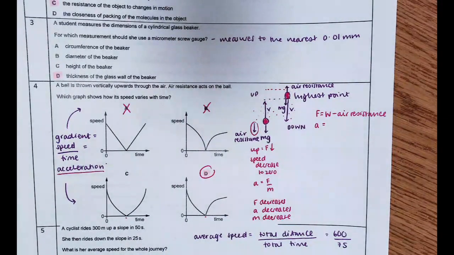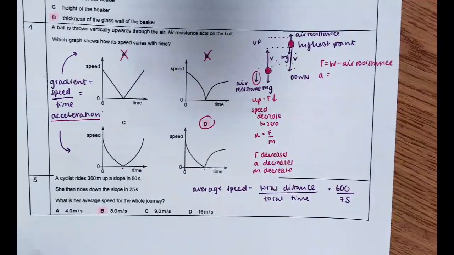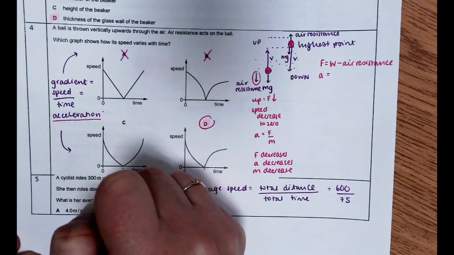So let's have a look at question 5, a little bit easier. A cyclist rides 300 metres up a slope in 50 seconds. She then rides down the slope. Let's not forget that she's then travelling an extra 300 metres in 25 seconds. What is her average speed?